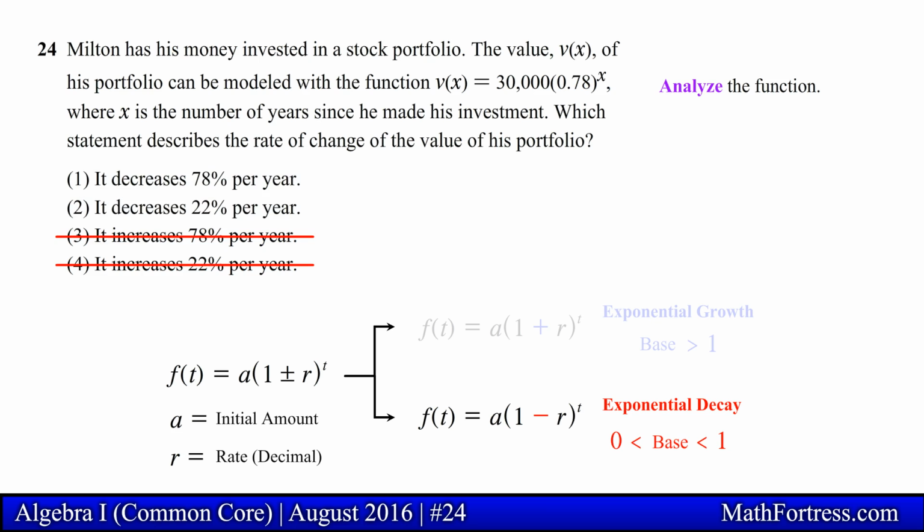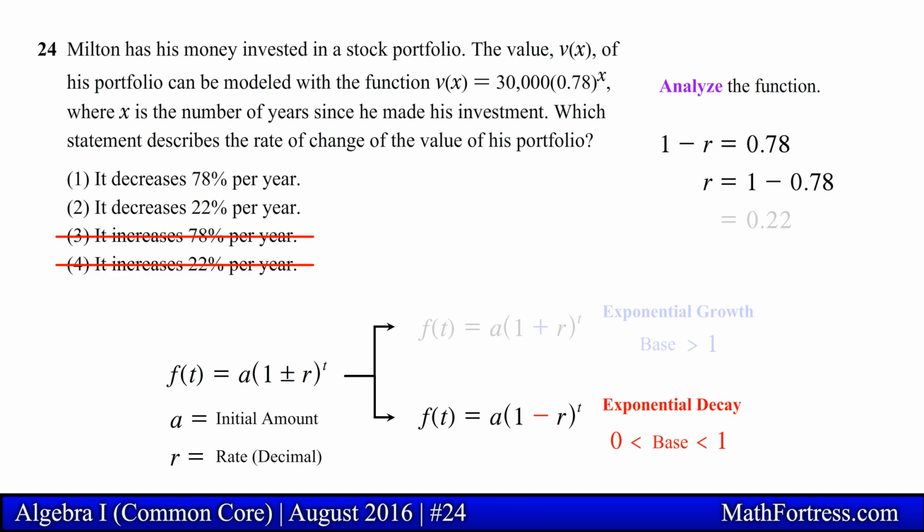We determine this by equating the value of the base, in this case 0.78, with the quantity 1 minus r. The reason why we equate this value with 1 minus r as opposed to 1 plus r is because we are dealing with an exponential decay model. If this was an exponential growth model, then we would equate the value of the base with 1 plus r.